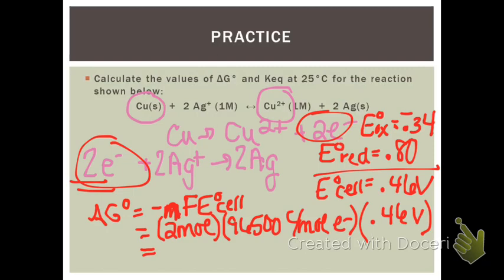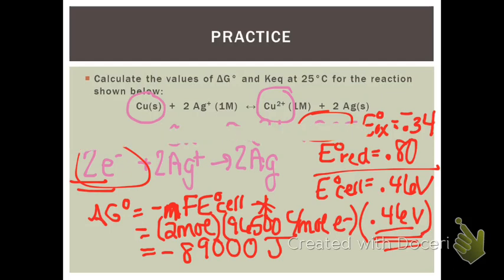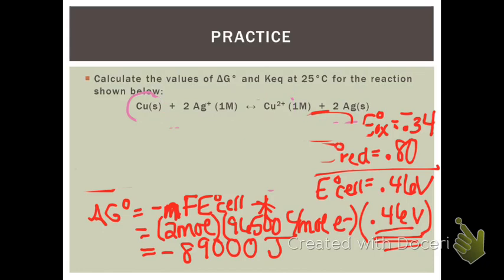In the end, using 2 sig figs, because the voltage has 2 sig figs, this is a constant, and the moles of electrons are not measured, we counted them. You get negative 89,000, and remember, joules. It's joules, not kilojoules. Now, to find the other answer, because they also want you to find K, I'm going to make a little bit of space.